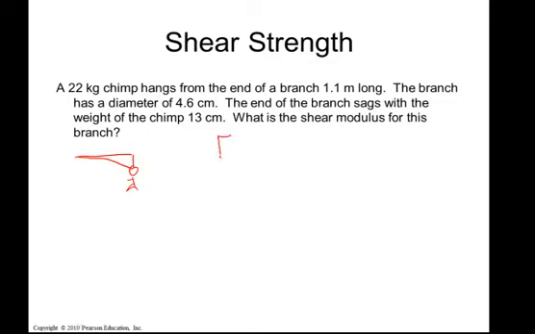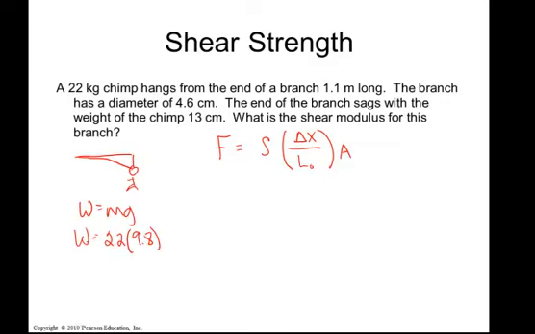So according to my last equation, I have F is equal to the shear modulus, delta X, the amount that it's changing, over the original length times the area. So my force is going to be the weight of this chimp. So weight is M times G. And mass is 22 kilograms, and I'm going to take this times 9.8. And that's going to be my force, and that's going to be 215.6 newtons.